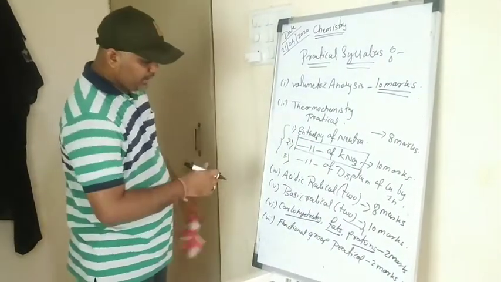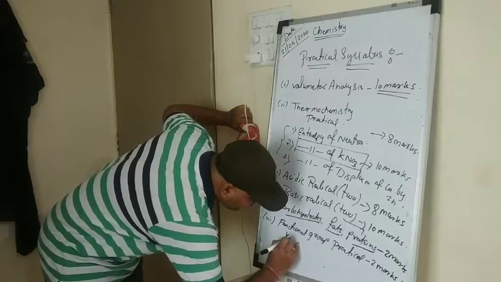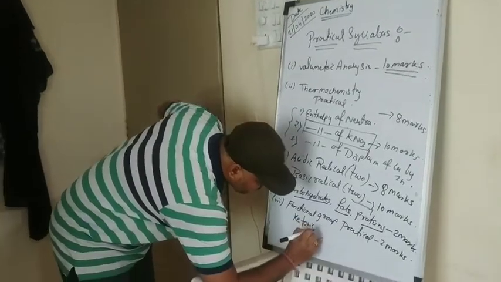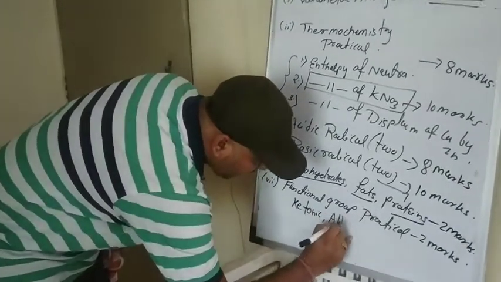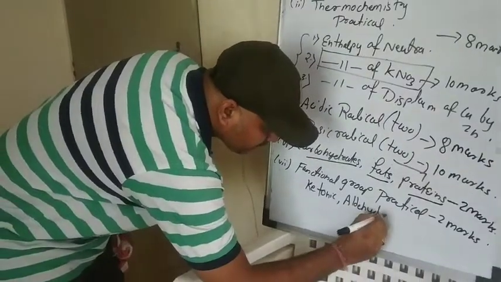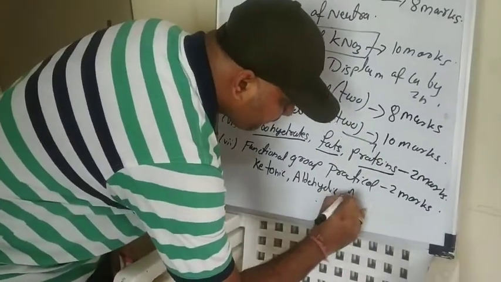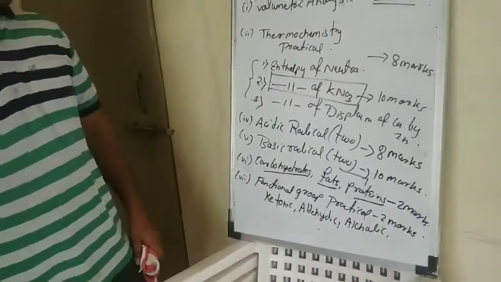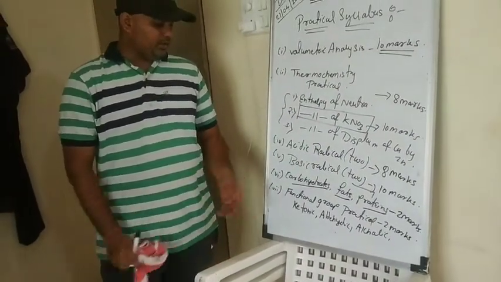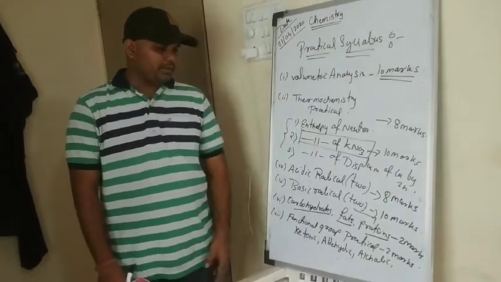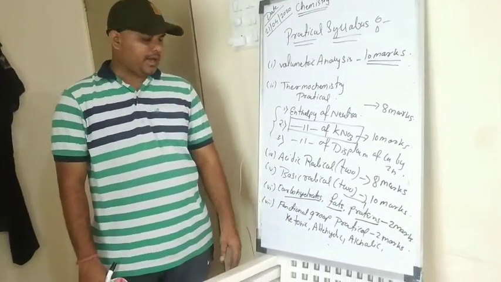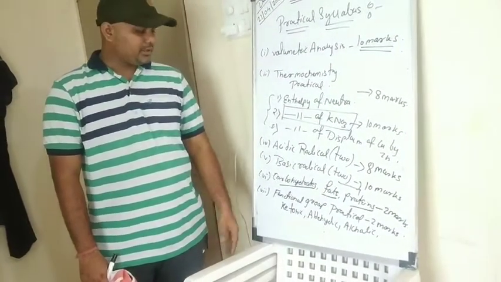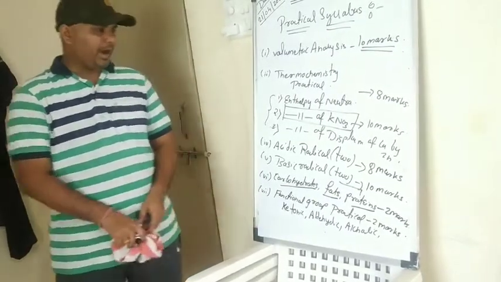Now what can be the compound given? It may be ketonic, it may be aldehydic, or it may be alcoholic, right? So these kinds of functional groups can be given. Along with this, carboxylic acid can also be given. So this is about your functional group practical.